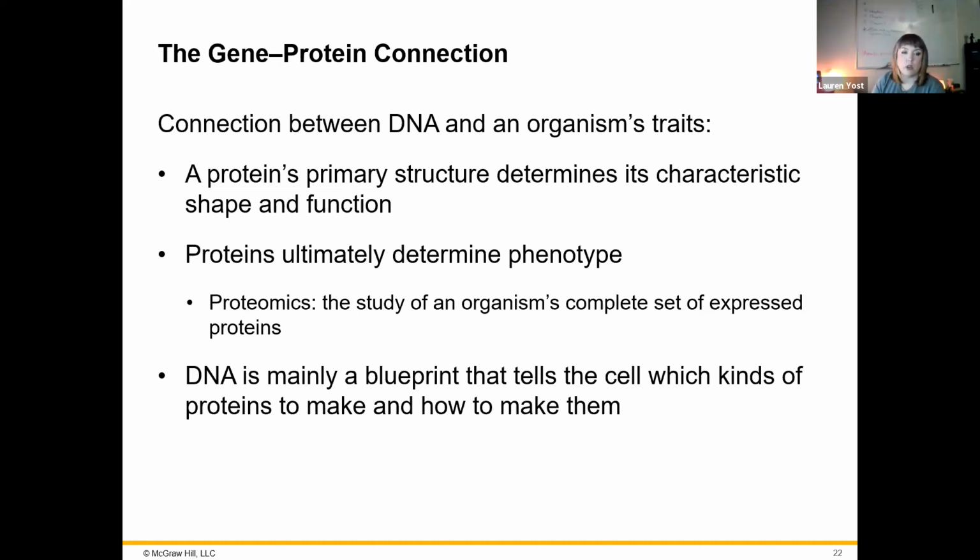That's an example. So proteins are really the ones that are going to determine the phenotype, because that's the one that's being expressed. That's what's getting made, the actual phenotype version. All right, so proteomics is the study of the expressed proteins. So in the end, what protein you're making determines your phenotype. That's what proteomics is going to be studying.